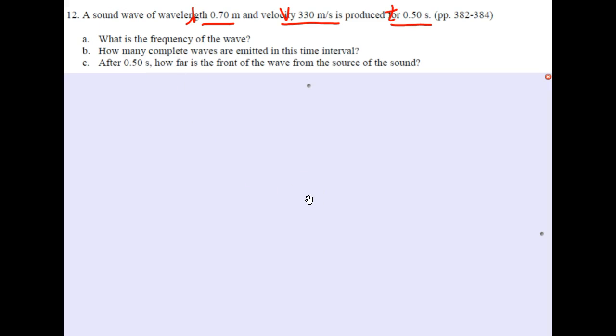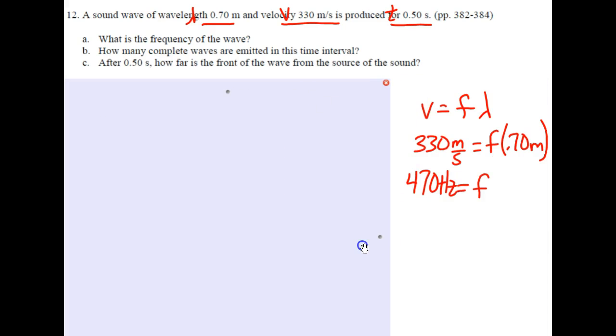Next, number 12, we have a sound wave of wavelength 0.70 meters, velocity 330 meters per second, produced for 0.50 seconds. What's the frequency of the wave? Pretty straightforward. Again, another V equals F lambda calculation. So 330 meters per second equals F times 0.70 meters. Divide, and you get a frequency of 470 hertz.